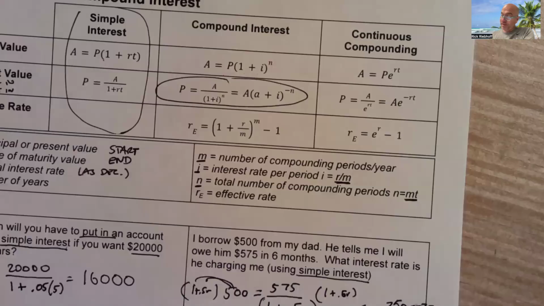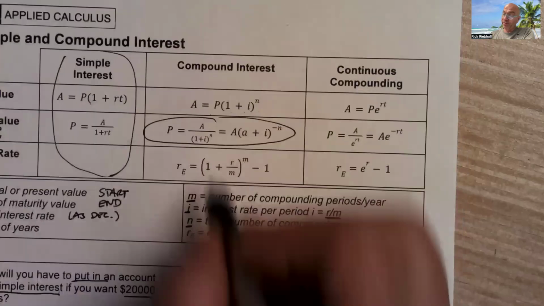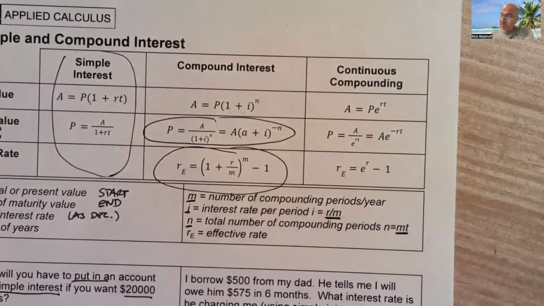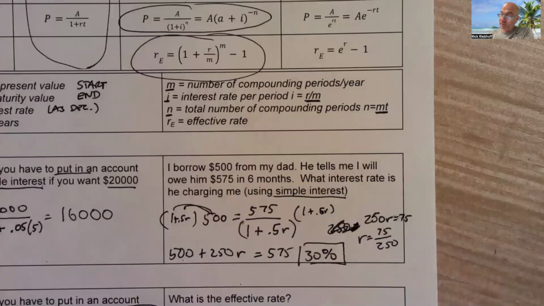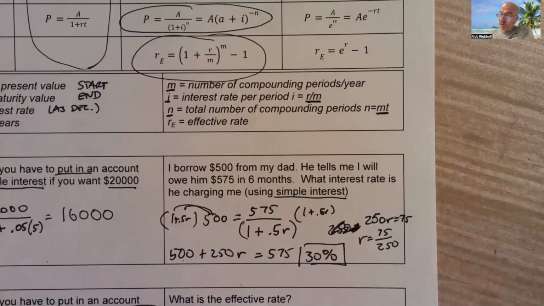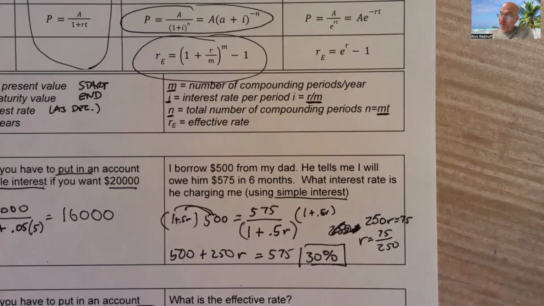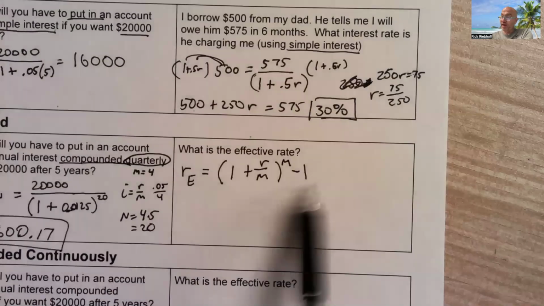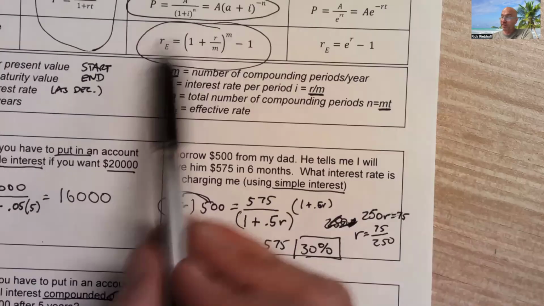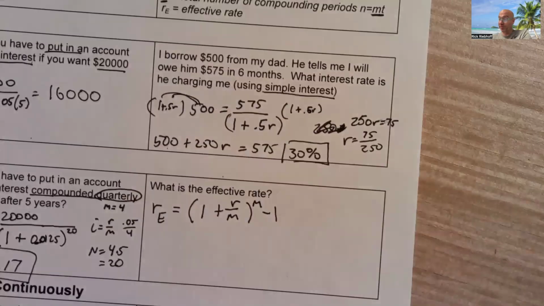All right, effective rate. We're in compound interest, compounded quarterly, so we're going to use this one right here. Let's write it down. RE, the effective rate, is equal to 1 plus R over M to the M minus 1. I'm just copying down what I have up here. Copy that down here, and then let's fill it in. We already have all the M's and the R's and all that good stuff, right?